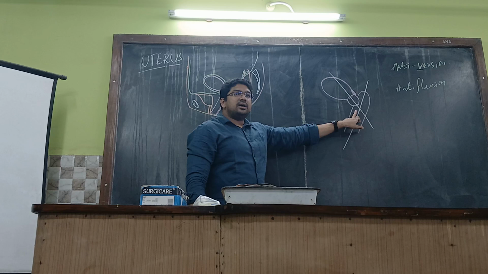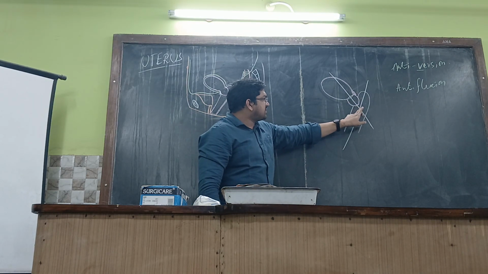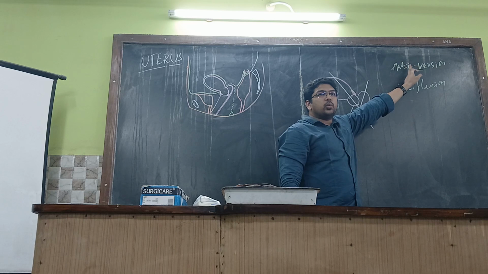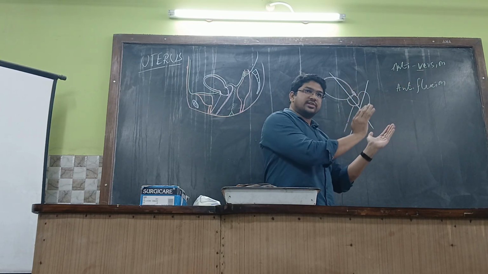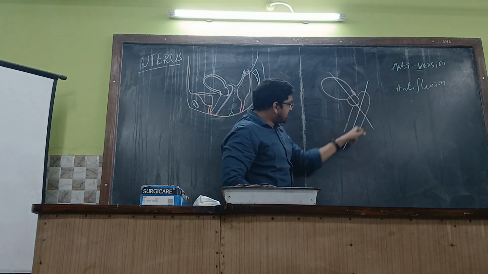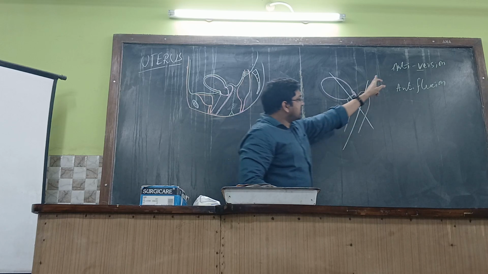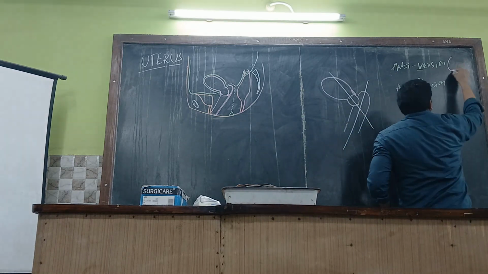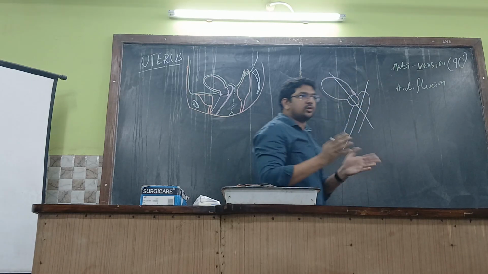So this is the angle between the cervix of the uterus and the vagina, which is termed as anteversion. Cervix with vagina, cervix with uterus. Those are the two angles. So one is the cervix with the vagina, the long axis of the cervix with the long axis of the vagina, termed as anteversion, which is about 90 degrees. Okay, almost 90 degrees.